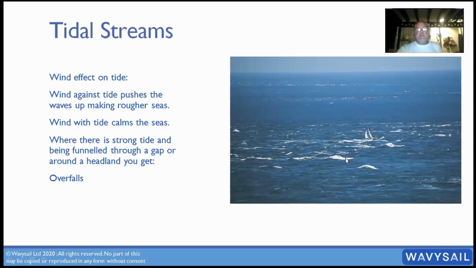That's the effect of tide coming around headlands or going over shallows underwater. It creates, again, quite aggressive seas. This one is off the Isle of Wight, the Needles off the Isle of Wight. But that's quite an aggressive overfalls there. And it can get very wet.